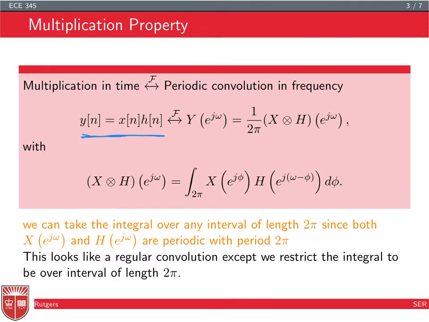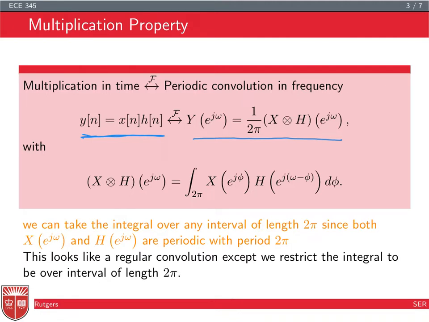So the multiplication property says that for the multiplication of two signals in the time domain, here y of n is x of n times h of n, when you take the Fourier domain, the multiplication becomes a convolution. But here it's a periodic convolution because the signals are periodic in the frequency domain.